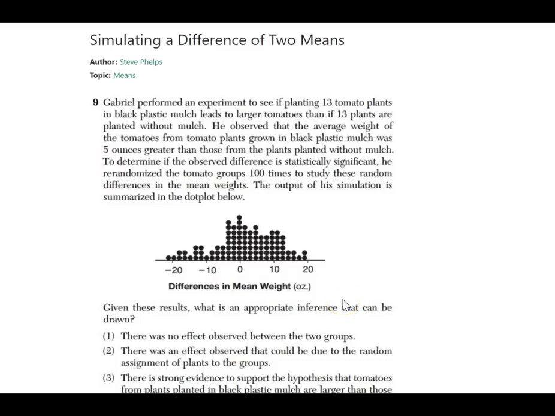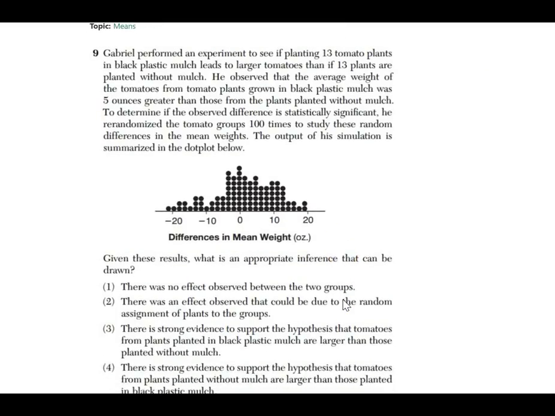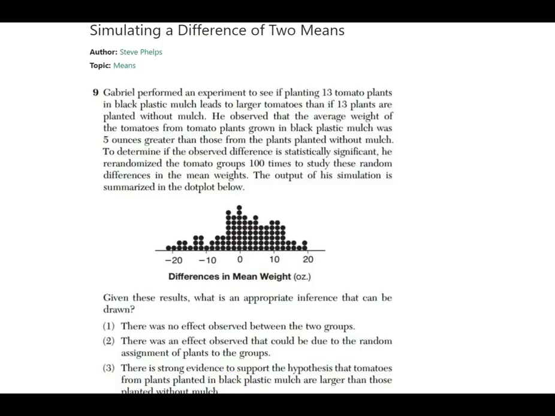All right, before I wrap up this video here, I want to show you guys this Regents question. So pause the video and read it. Okay. I'm going to show you how they actually make this simulation.